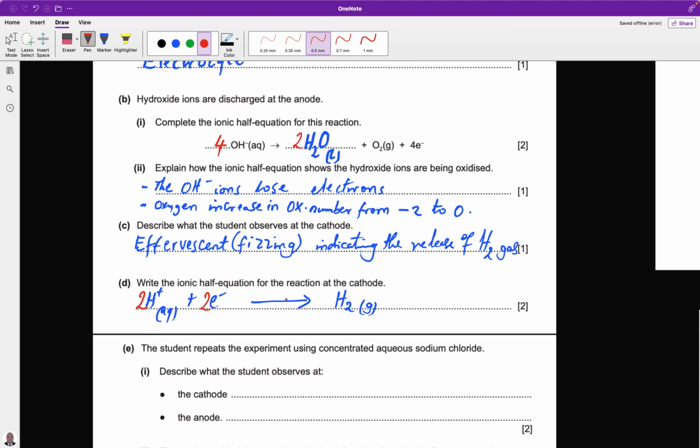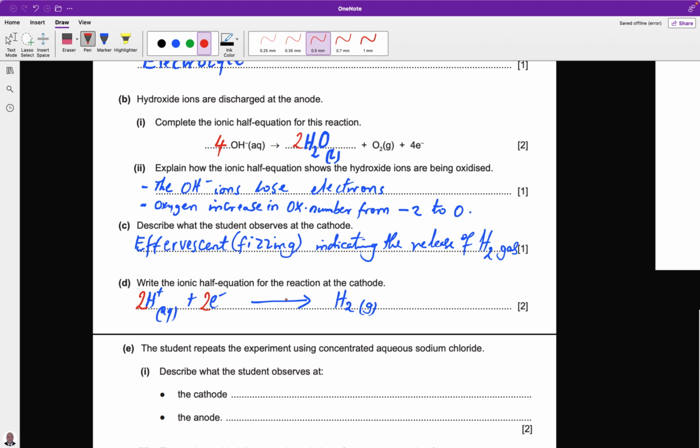And that is how you get it. The E part of it: the student repeats the experiment using concentrated aqueous sodium chloride. This is the E part of it.